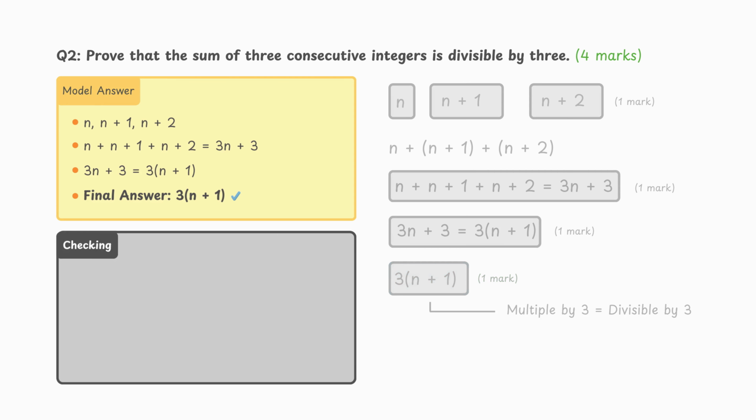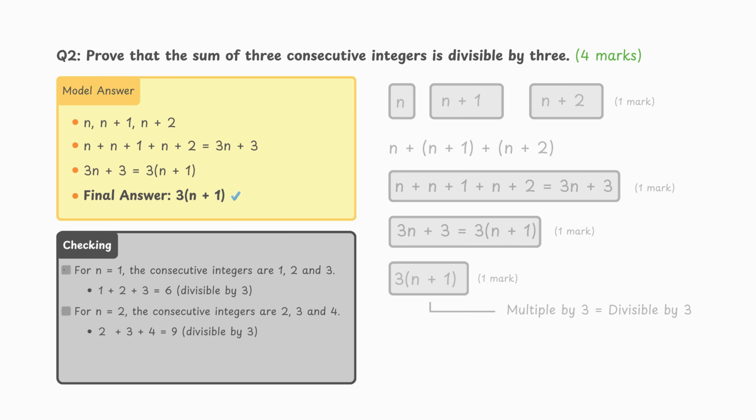Now let's briefly check with a few examples, just to see it in action. If n equals 1, the numbers are 1, 2, and 3. Their sum is 6, which is divisible by 3. If n equals 2, the numbers are 2, 3, and 4. Their sum is 9, also divisible by 3. So this confirms what we have already proven algebraically.